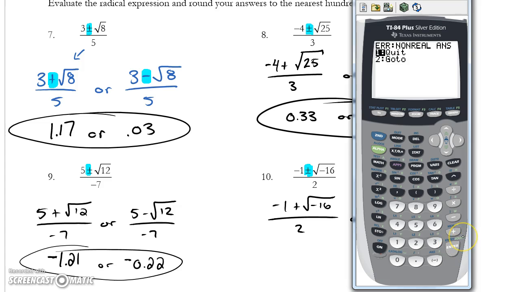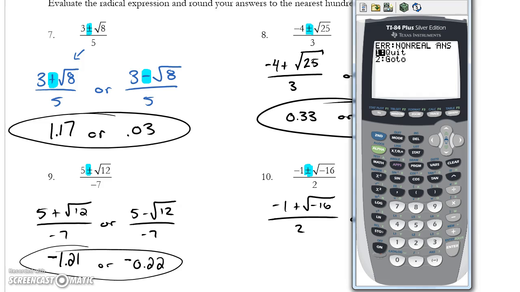Likely this is what happened to you. It says that there's an error. It's a non-real answer. That's what your calculator is telling you. And that's correct. This answer, while it mathematically can be done, the solution we would get is not real. That's an Algebra 2 topic, as far as a real number versus a number that's not real, or a non-real solution. You don't have to worry about that.